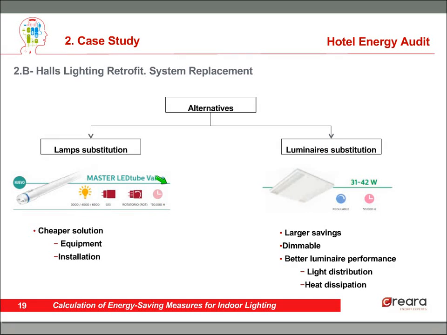So the second possibility is to improve the system efficiency. We're going to replace the system, and we find two alternatives, the lamp substitution or the luminaire substitution. So first, how do we decide which one? The lamp substitution is cheaper, but luminaire substitution has some advantages like better luminaire performance, the light distribution or the heat dissipation. What we're going to do is study both options in further detail so we can have more information before we make a decision.